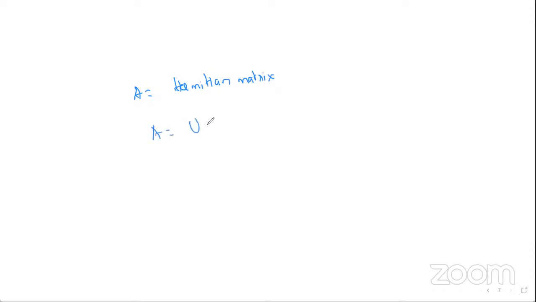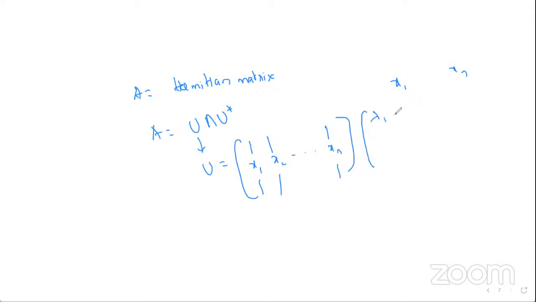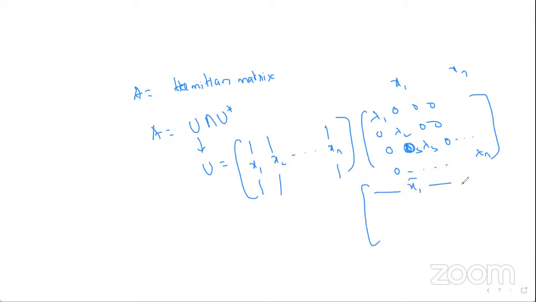So we have A equals U D U star. This U is going to be the eigenvectors corresponding to this A. Suppose we have these eigenvectors x1 to xn, so U is equal to x1, x2, up to xn. This D is going to be the corresponding eigenvalues: lambda 1 to lambda n on the diagonal, with 0 elsewhere. And this is going to be the conjugate transpose of U, the U star here.